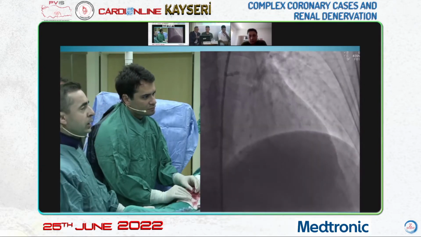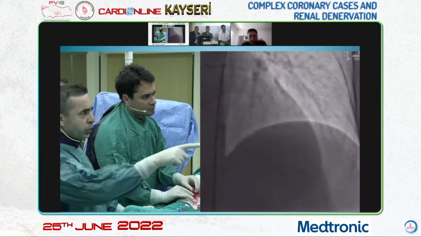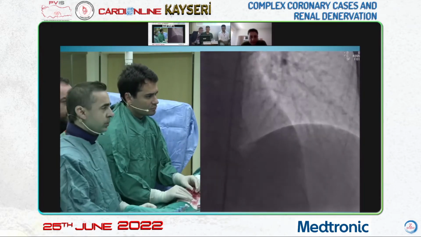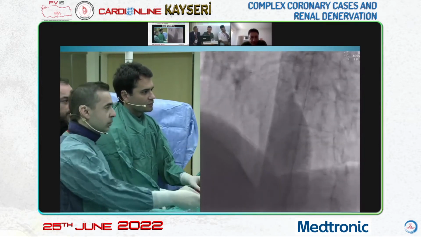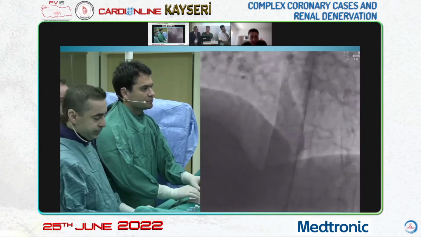And in the ostium, I may have not seen it, but there seems to be a lesion from the left part. I see it.